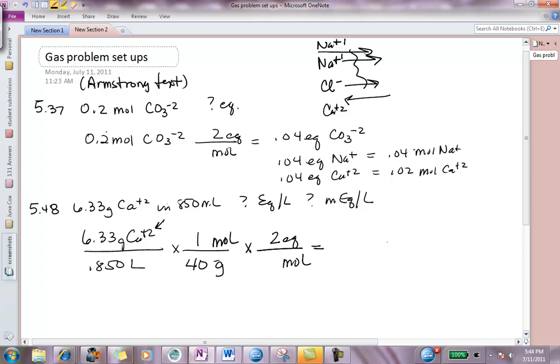So this will give me my equivalents per liter. I'll take 0.633, multiply it times 2, divided by 0.85, and then divided by 40. And I got 0.37 equivalents per liter. And if I wanted to convert that into milliequivalents, I'd move the decimal 3 places, and it would be 370 milliequivalents per liter. So this is an example of doing problems with equivalents.